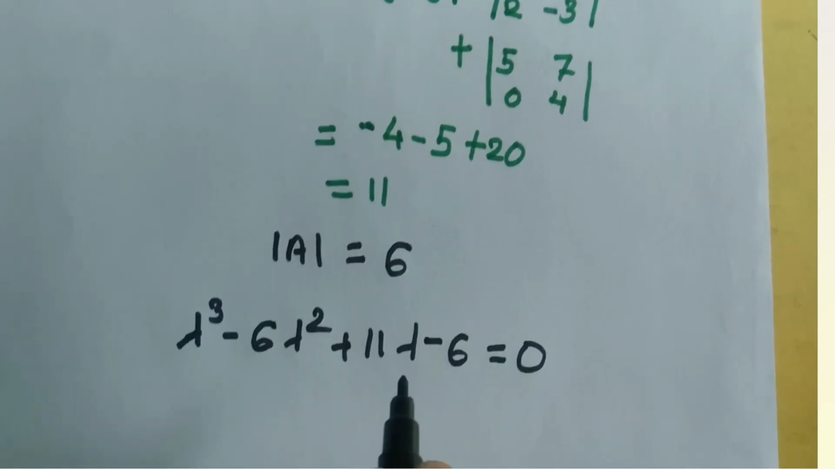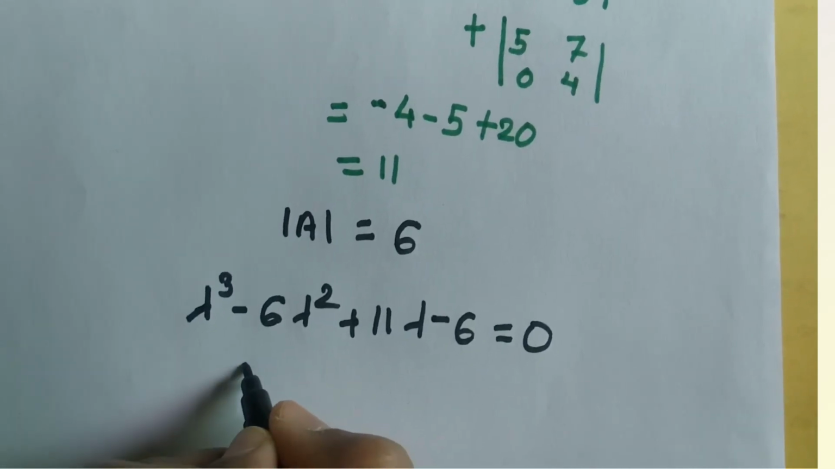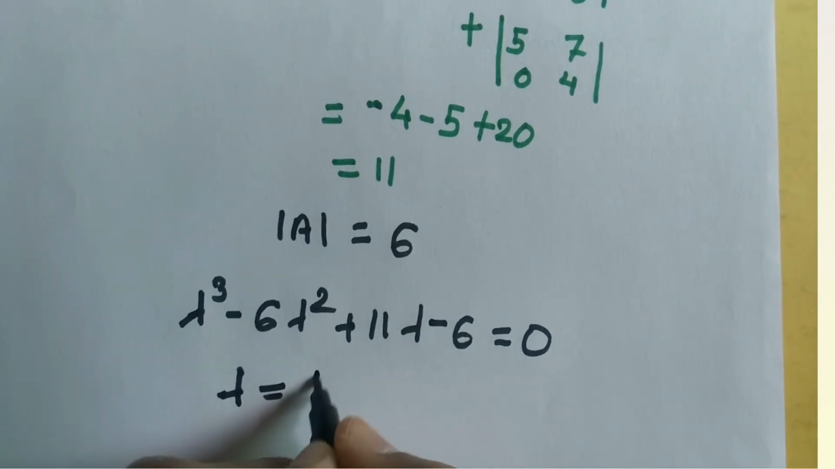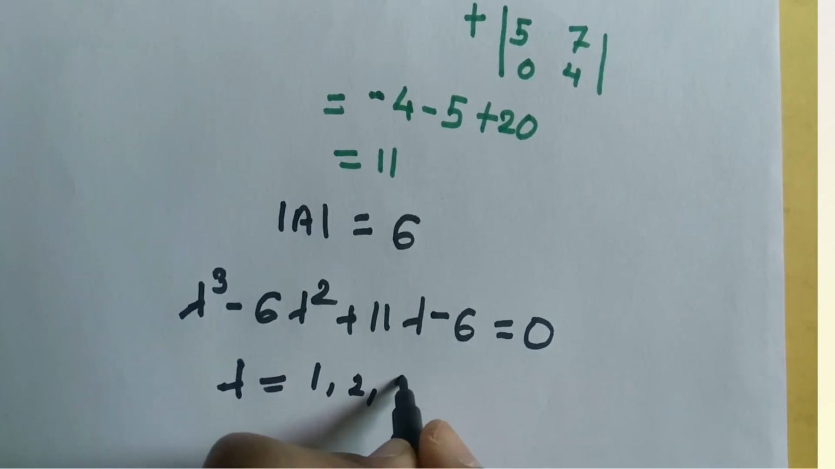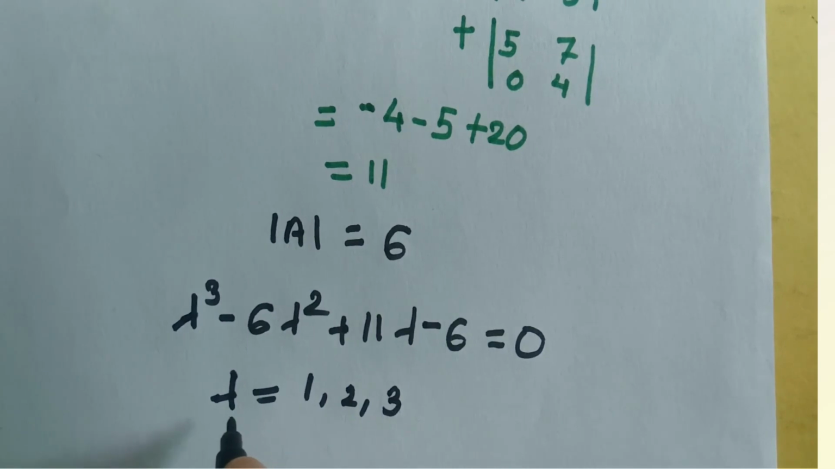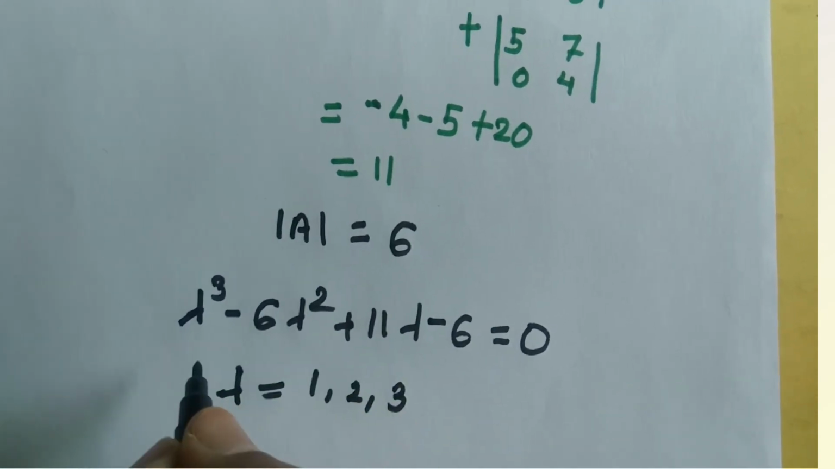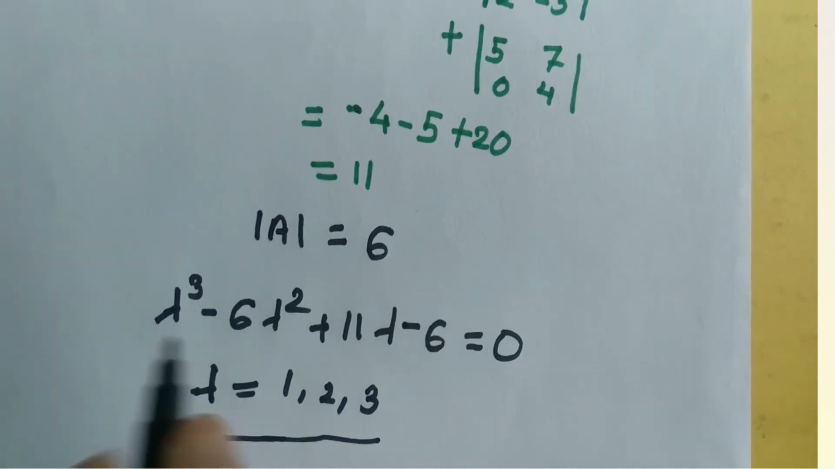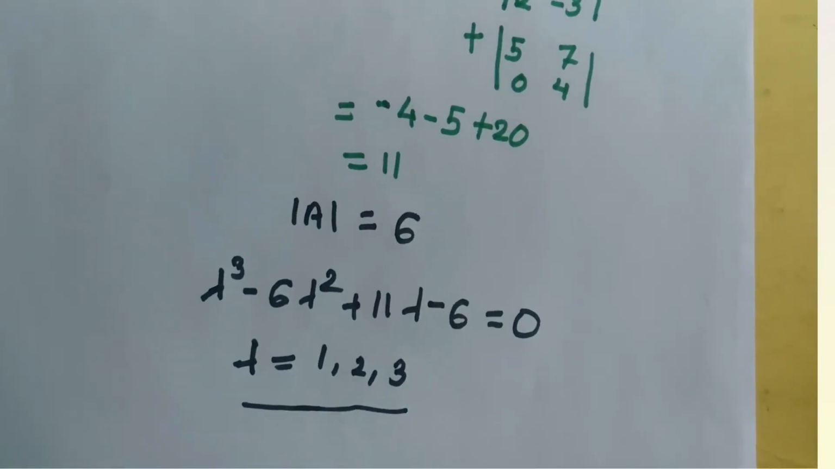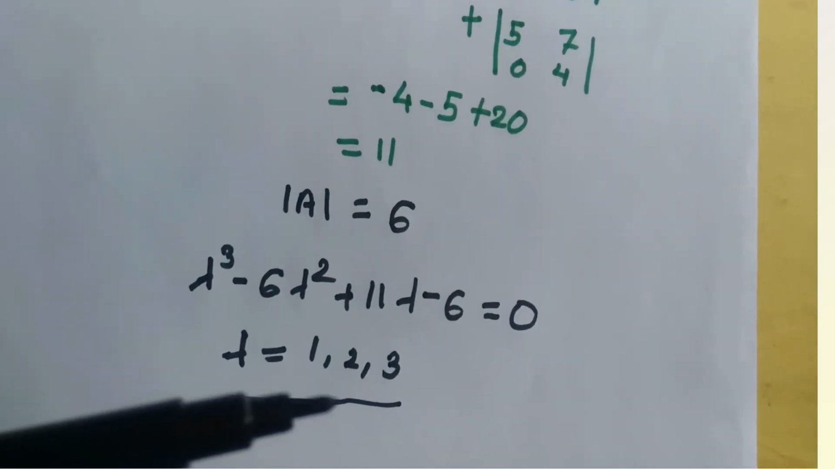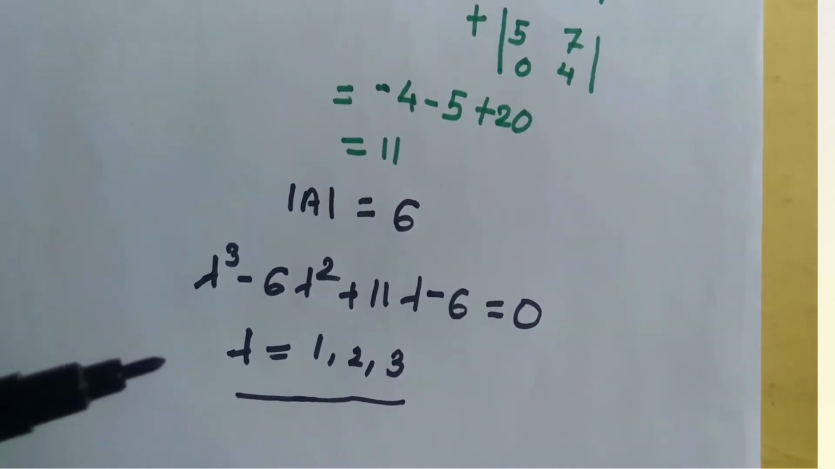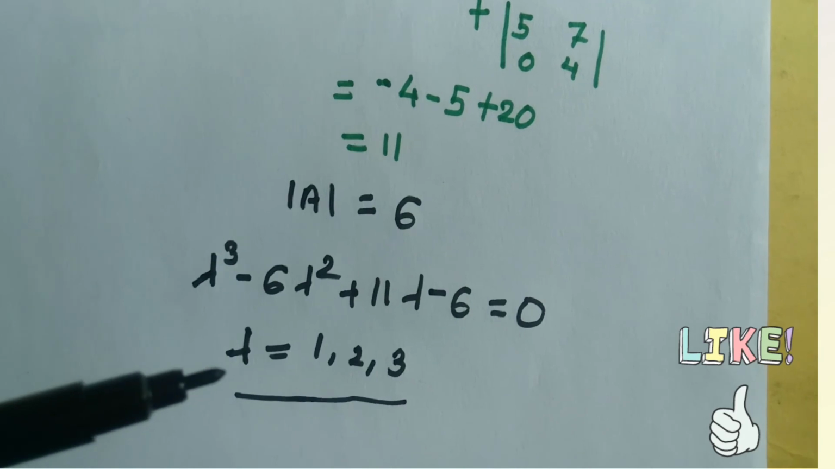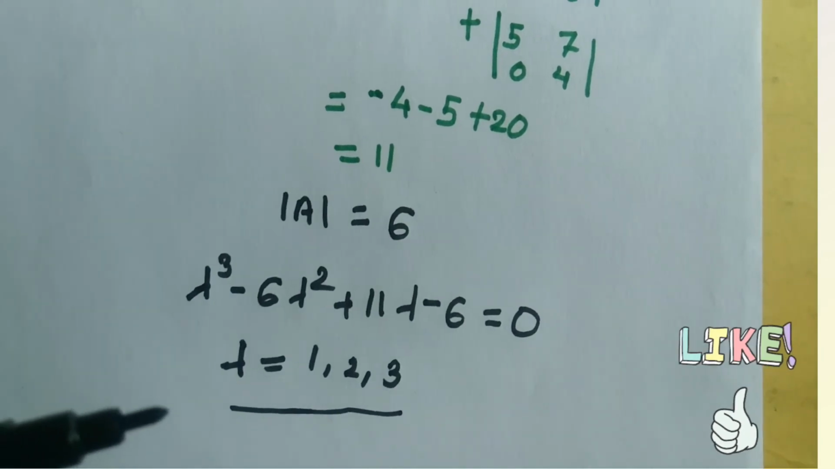Now find the roots of this characteristic equation. If we find the roots of this equation, we get the values 1, 2 and 3. These are the roots of the characteristic equation, and these roots are nothing but our eigenvalues. Since the given matrix is of order 3x3, we get 3 roots corresponding to this characteristic equation. These are the eigenvalues of the given matrix A.